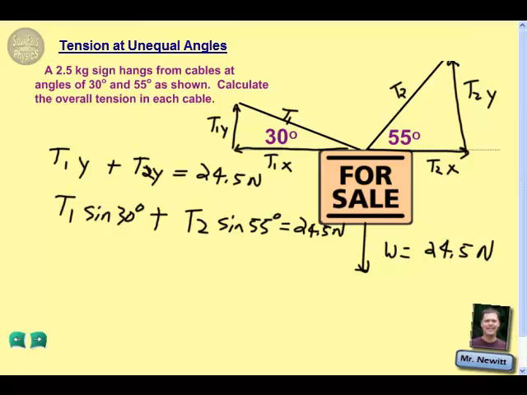So we now have an equation that shows the two vertical tensions, T1Y and T2Y, must equal the weight of the sign. So our vertical up equals our vertical down. Now, horizontally, we also know the same thing must be true, that T1 in the X direction must equal T2 in the X direction. T1 in the X direction can be written as the tension of the first cable times the cosine of 30.